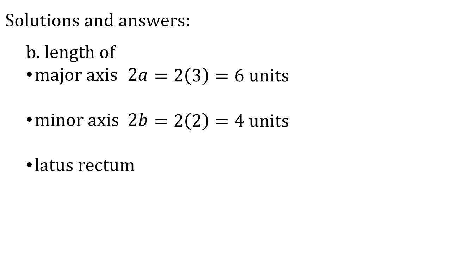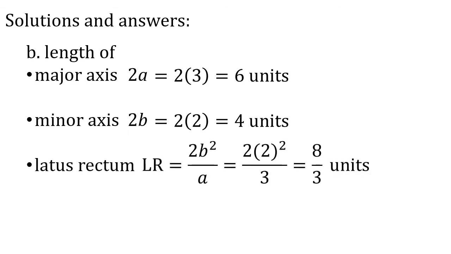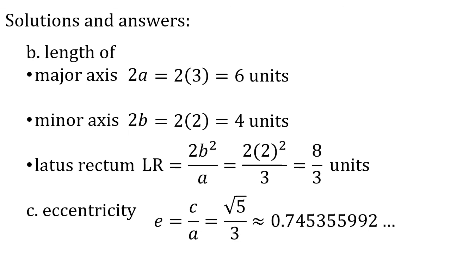For the length of the latus rectum, LR is equal to 2b squared over a. So just substitute b and a. We're going to have 2 times 2 squared all over 3 equals 8 over 3 units. For the eccentricity, it is equal to c over a, so square root of 5 over 3, approximately equal to 0.7453559992. An irrational number.